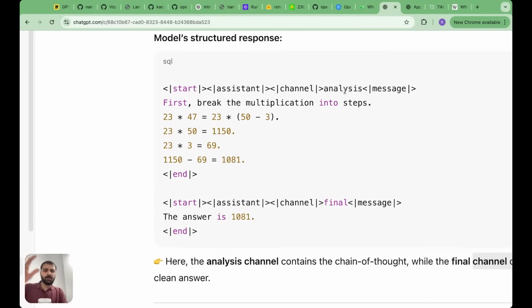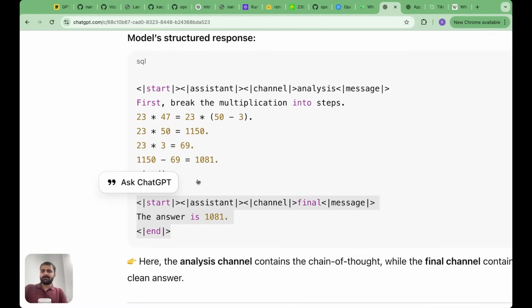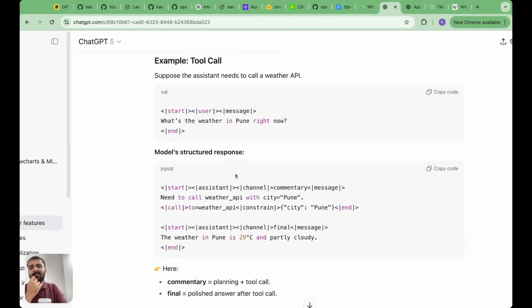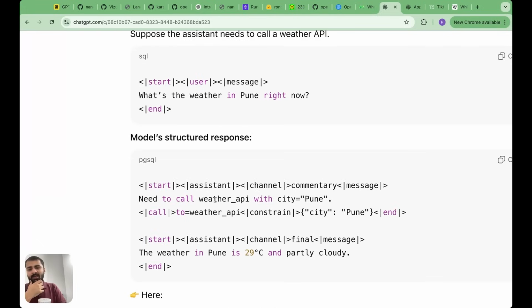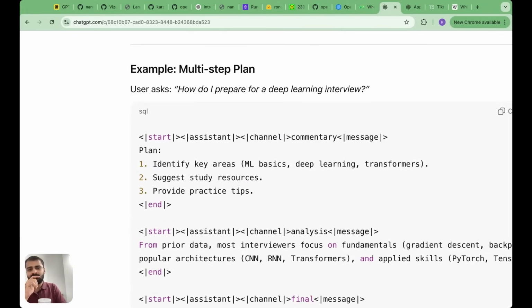Right. So the chain of thought is in the analysis channel, whereas the final channel only contains the clean answer. That is how the response will be given through this model. Earlier, it did not happen like this. Even if you want to make a tool call, the model response will now mention what it used, like the channel it used is commentary, because now it's doing a tool call in the background, let's say.